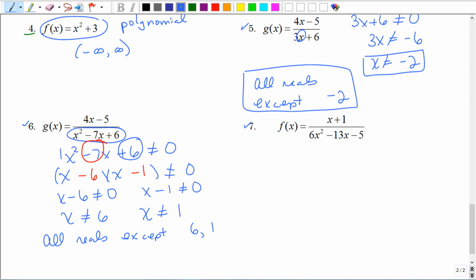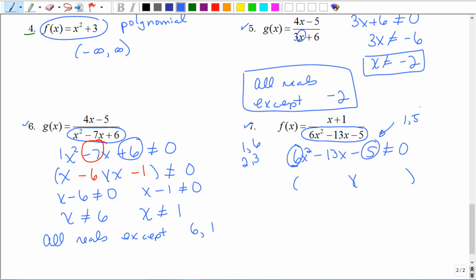Number 7 is the same type of problem, but the reason why I'm putting it in the examples and on your homework is to help you review how to factor a trinomial without a coefficient of 1. There's lots of different methods, the box method, the grouping method, all kinds of. I use the trial and error method. Meaning I say what multiplies to get 6? I've got 1 and 6 or 2 and 3. What multiplies to get 5? 1 and 5. And I try some stuff.